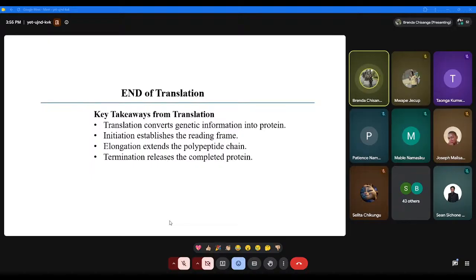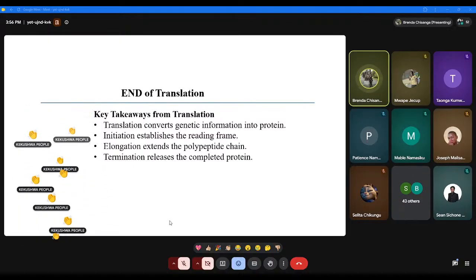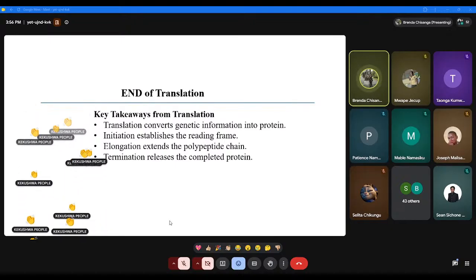Initiation establishes the reading frame. When you have the formation of the 30S pre-initiation complex and the 70S, what you need to understand is that before the ribosome can assemble as a whole, you need to position the mRNA to ensure that the reading frame, that is, where the information starts, is well identified. And then elongation extends the polypeptide, a very simple process that requires energy and also elongation factors and initiation factors to come on board. And finally, termination is achieved by release factors, because the stop codons do not carry any amino acids on them.